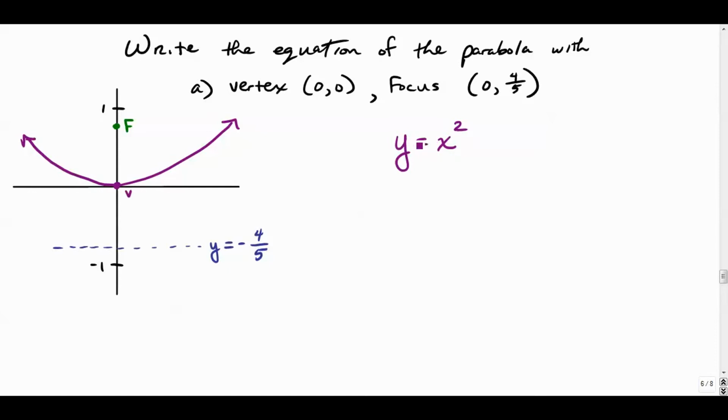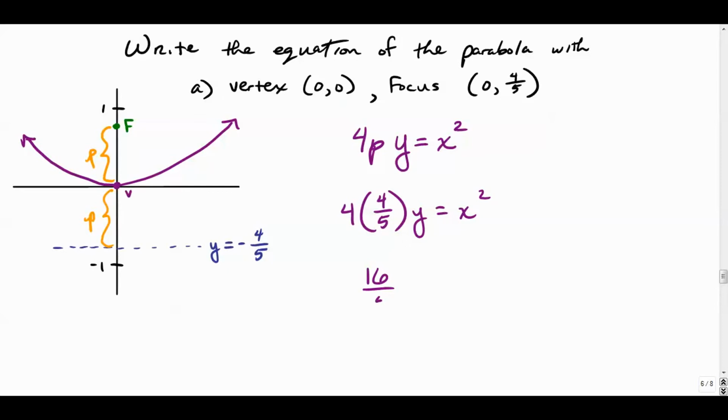But as you know, there is a p-value that we have to calculate. So we're not going to use y equals x squared. We're going to use 4p y equals x squared, because we already know our p-value. Think about that. Our p-value is the distance between the vertex and the focus, and the vertex and the directrix. And in this case, it's 4 over 5. So what you do is you go over here and you say 4 times our p-value. Our p-value is 4/5 times y is equal to x squared.